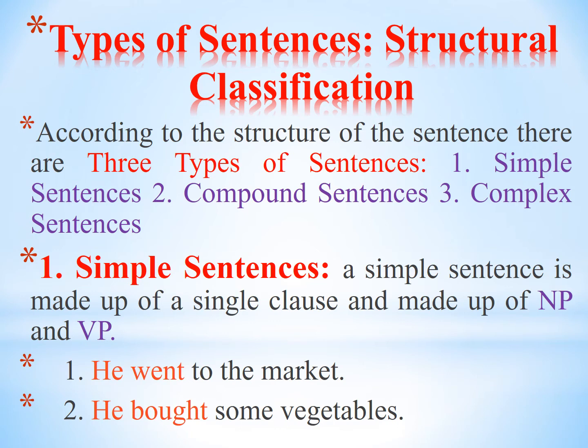He went to the market. He is noun phrase. Went to the market is verb phrase. Went is verb. To the market. He went to the market. He bought some vegetables. He is noun phrase. Bought some vegetables is verb phrase. In this way, though there is a single subject, single verb and object, though it is a single clause, they are independent, they have their own meaning. So, they are called simple sentences.